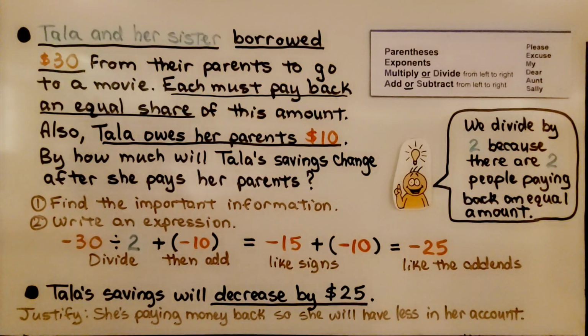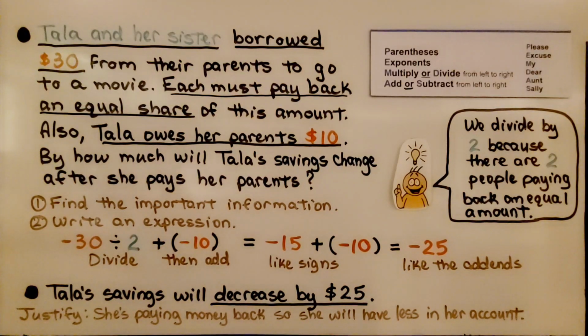So this word problem says that Tala and her sister borrowed $30 from their parents to go to a movie. Each must pay back an equal share of this amount. Also, Tala owes her parents $10. By how much will Tala's savings change after she pays her parents?